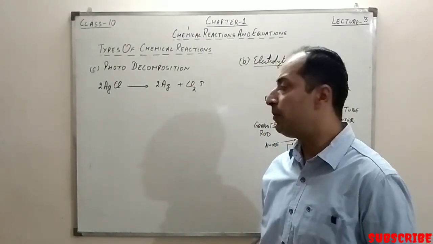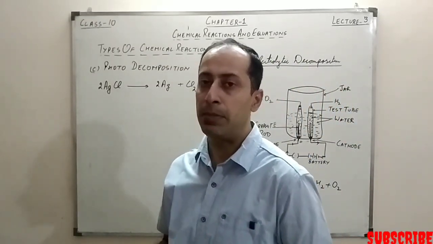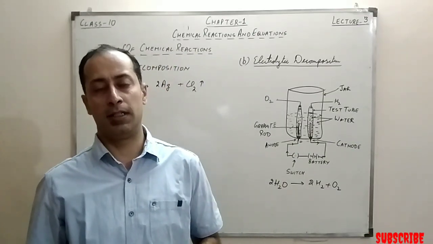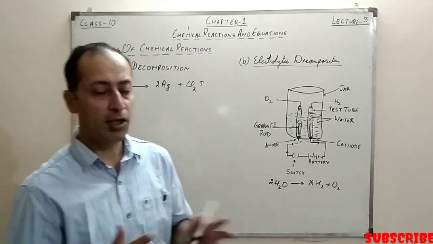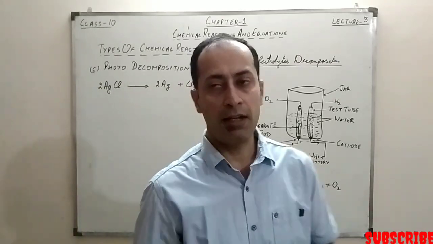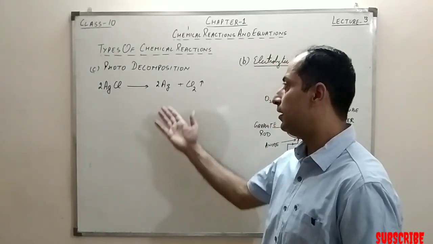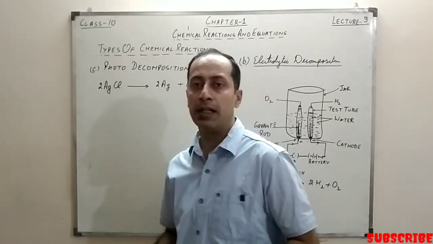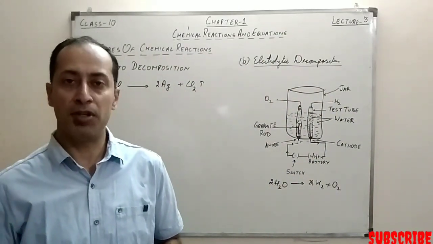If it is not kept in a colored bottle, if it is kept in a plain glass bottle, then on coming in contact with light, the silver and chlorine will break down and separate out. If someone tries to open the bottle and smells it, then due to the presence of chlorine, the person may faint, because chlorine is a very poisonous gas.